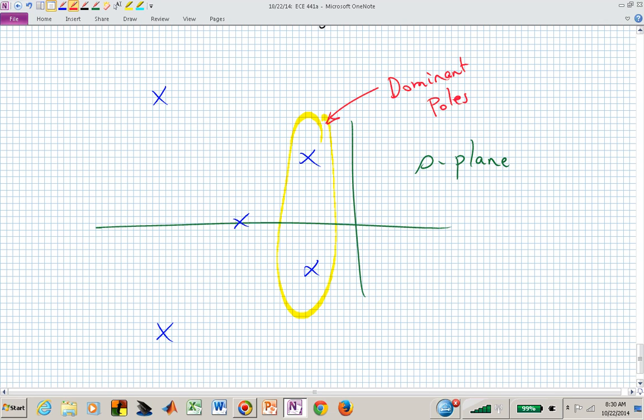If we have a fifth order system, we'll find the two that are closest to the imaginary axis, or have the smallest real part, and we'll say these are our dominant. Now let me figure my settling time, my percent overshoot, my peak time from those two poles. Is that clear? That's what we're meaning by dominant poles.